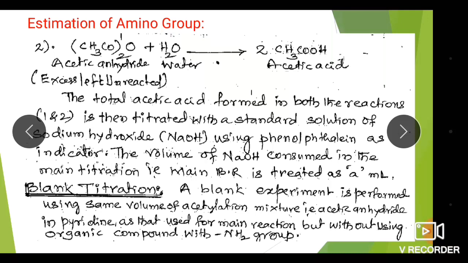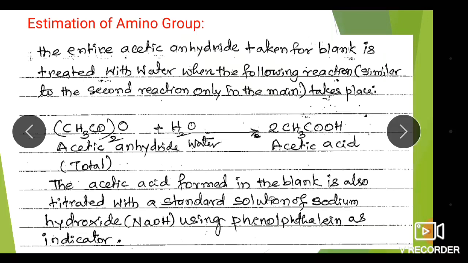The volume of NaOH consumed in the main titration, that is the burette reading, is treated as A ml, that is the main titration or sample titration. Similarly, carry out the blank titration. A blank experiment is performed using the same volume of acylation mixture, that is acetic anhydride in pyridine, as that used for the main titration, but without using the organic compound with the NH2 group.